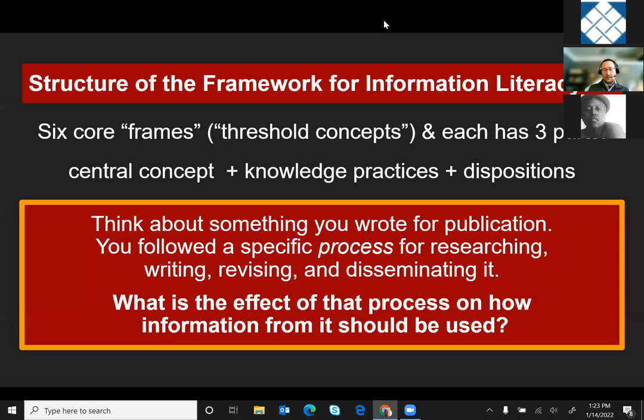So the question here is to get you to consider, what is the effect of the process on how something should be used? So a scholarly journal follows a process and therefore it should only be used, or it should not be used in certain contexts because of the process itself. Does that make sense? Sure. And the same would apply to a dissertation or an academic book, a Wikipedia article, right? Follows a specific process or no process sometimes. And that has an influence on how information should be used.